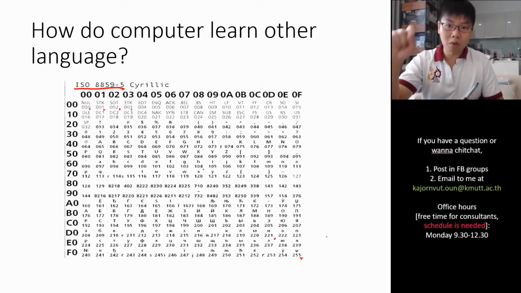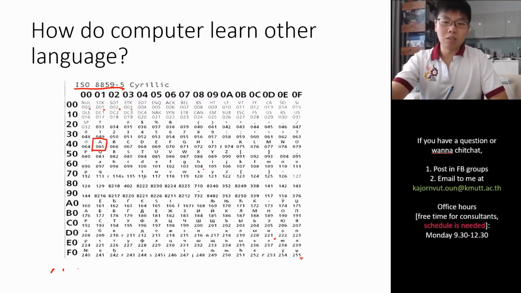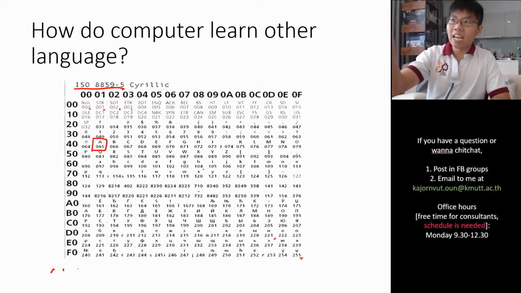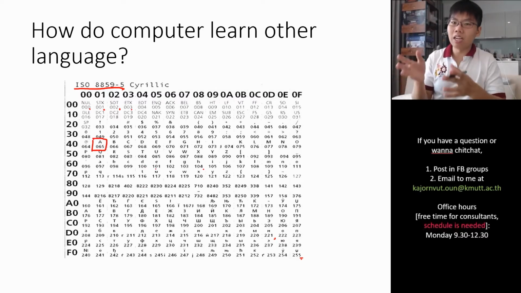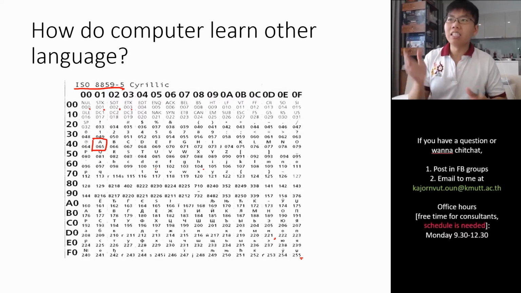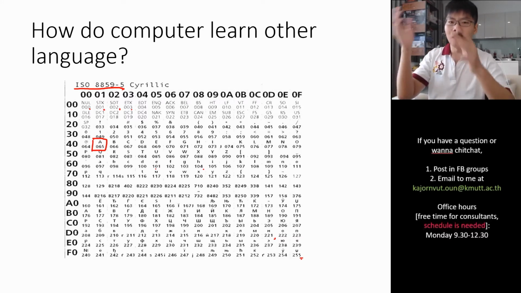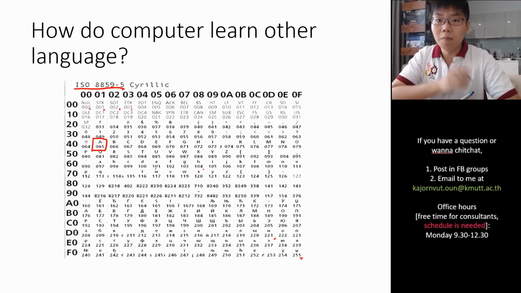So your keyboard doesn't send the alphabet A. Your keyboard sends a number. If it is a capital A, it sends the number 65 to the machine. Then the machine has this table inside the computational unit and translates that number 65 into the letter A. This process is called encoding or decoding, which you're going to learn in high-level programming later on.